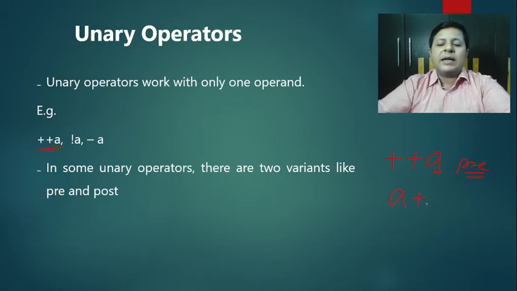I can also write it like this, post-increment. So that's what I'm saying. There are two variants, like pre and post. In some cases, not for all unary operators, I can have variants like pre and post. Okay, what is the effect of that?